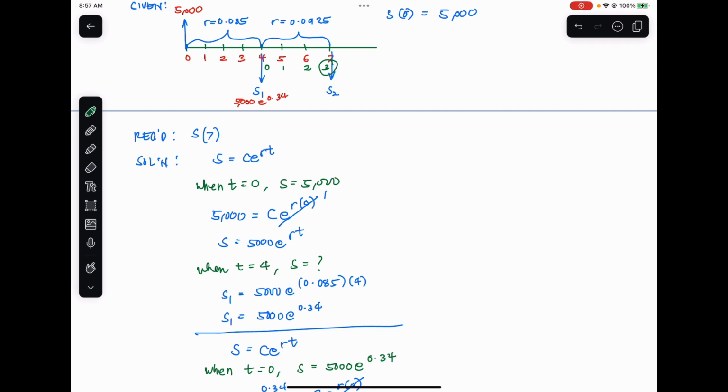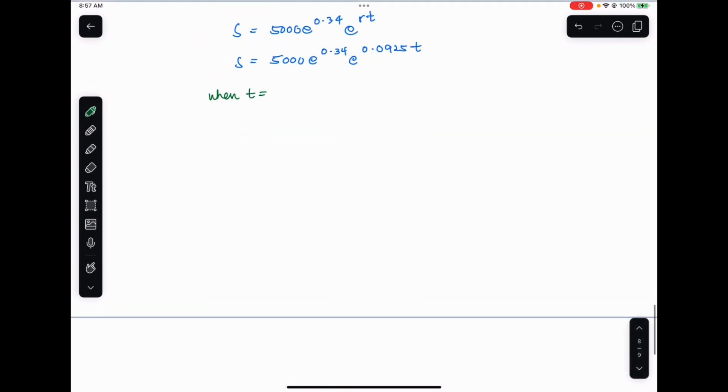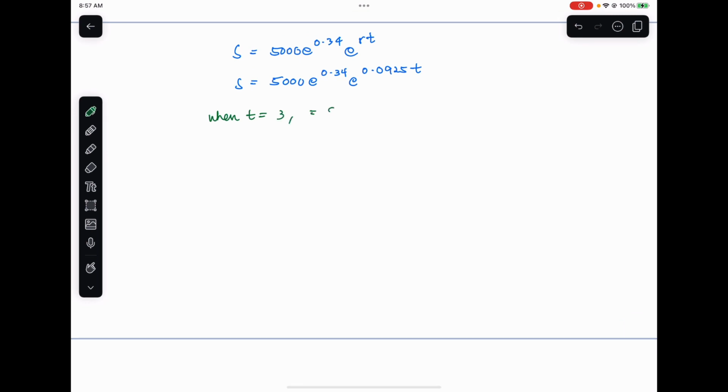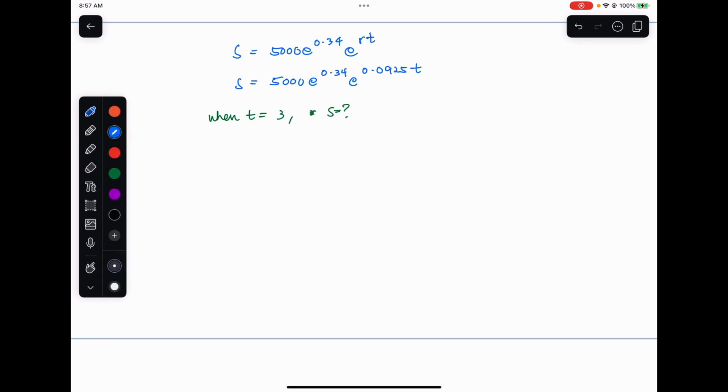So even though we are asked what is the amount of money after 7 years, that is actually the third year of the new interest rate. So that's when t is equal to 3. What will be the value of S? S would be 5,000 e raised to 0.34, multiplied by e raised to 0.0925 times 3, giving us S to be 9,271.43.